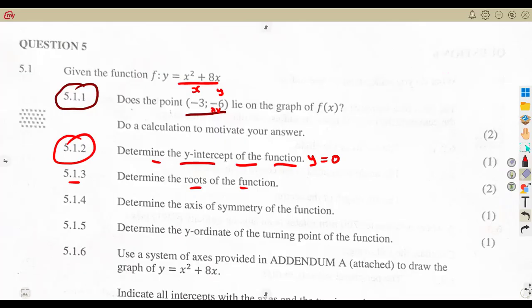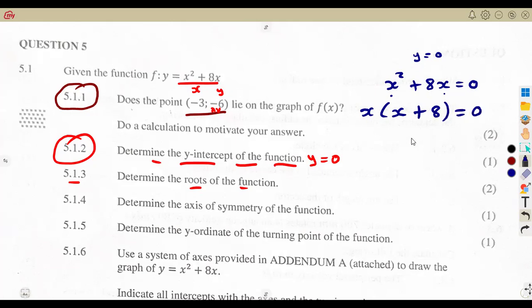Determine the roots of the function on 5.13. The roots of the function are the values of x when y is equal to 0. We solve this equation: x squared plus 8x must be equal to 0. This is a quadratic equation. You can use factorization. X is common. Factor out x: x squared divided by x is x, 8x divided by x is 8. You remain with x times (x plus 8) equal to 0.